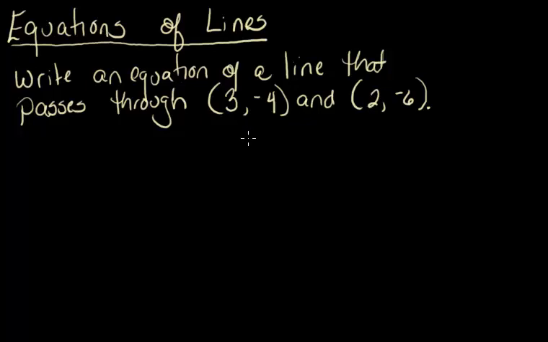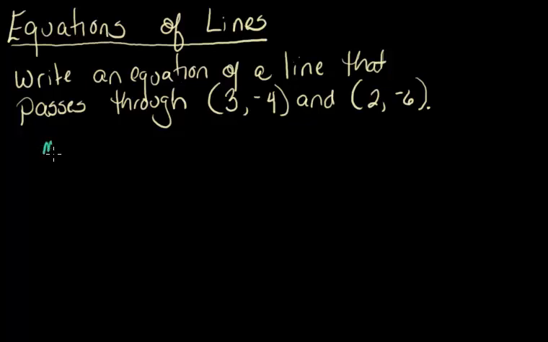We can't write this in standard form because we would need the intercepts. We can't write this in slope-intercept form because we don't have the slope and we don't have the intercept. So we can write this in point-slope form, and then we're going to convert it to the other forms.